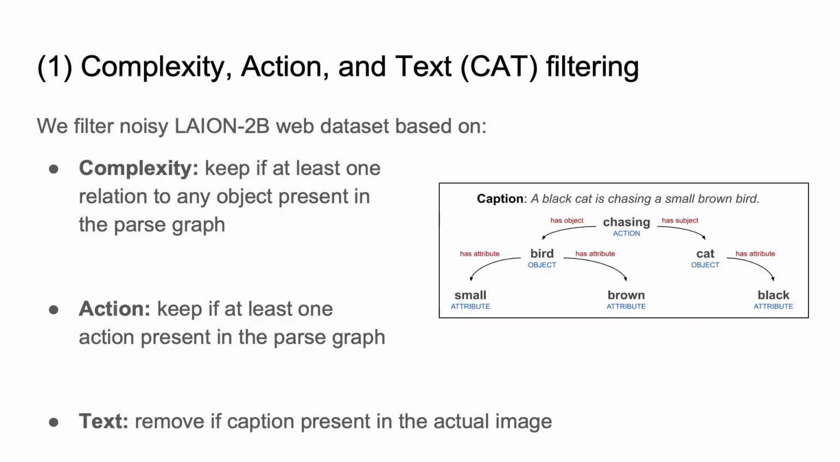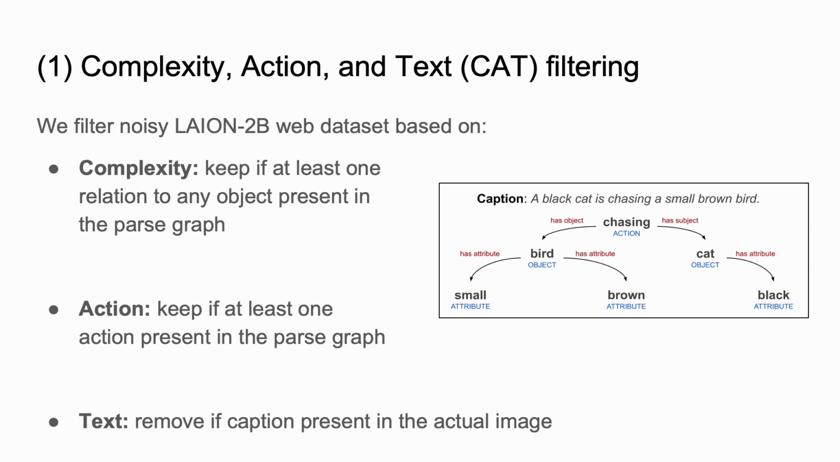We filter the noisy LAION 2 billion web dataset based on the following three criteria. Firstly, complexity. We build a fast rule-based parser that extracts objects, attributes, and action relations from text, and we use the resulting semantic graph. We retain the caption if at least one relation to an object is present in the graph. Similarly, we do action filtering, which means at least one action should be present in the graph.